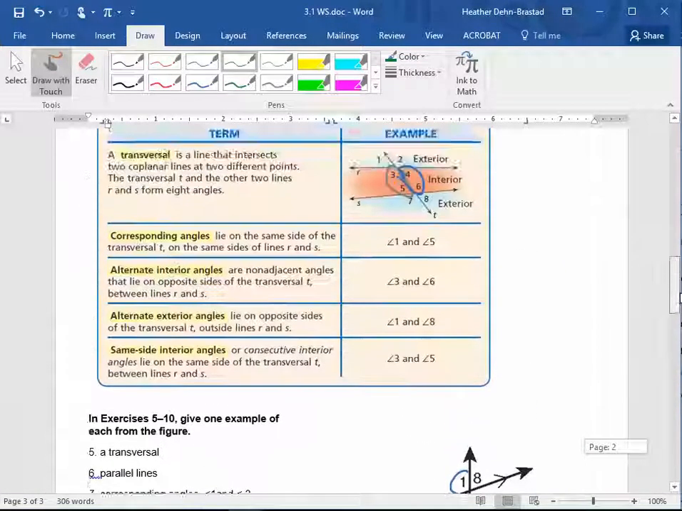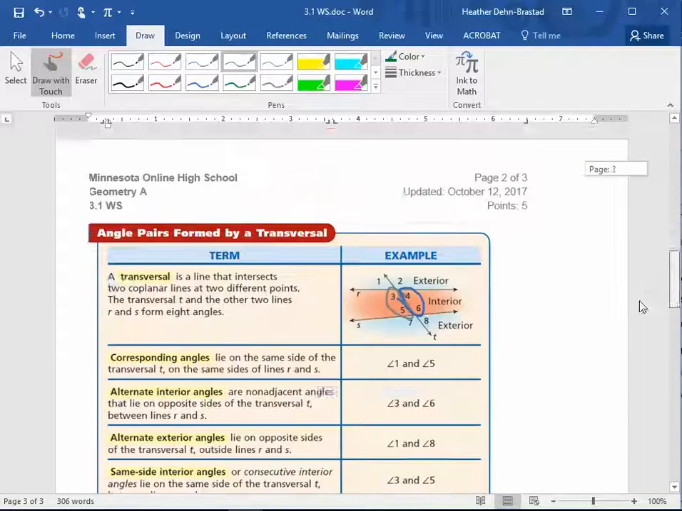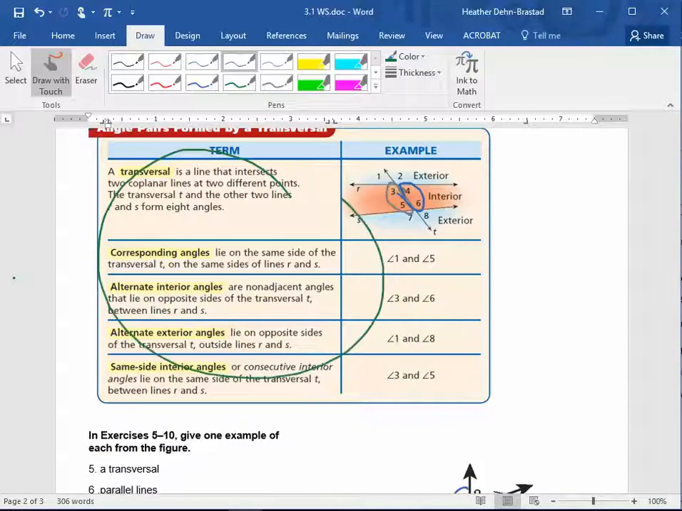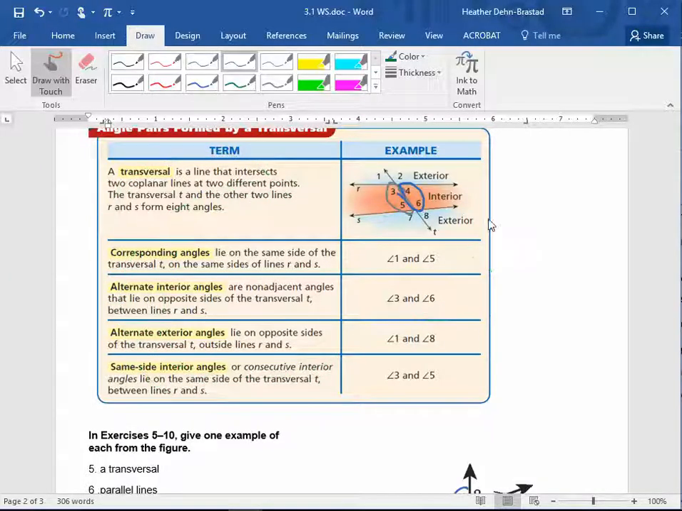All right, so that's it for this video. We will continue to work with these words, so learn them well because it's important. In the next couple lessons, we will work with theorems that have to do with these types of angles. Thanks a lot, and let me know if you have any questions.